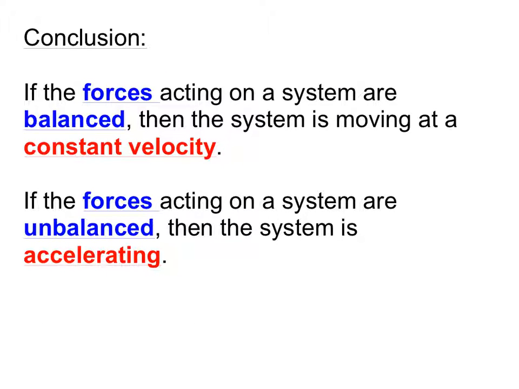So here's our conclusion. We can draw two conclusions from this lab. We don't really have an equation to show for this, but we have two very important ideas. The first one being that if the forces acting on a system are balanced, then the system is moving with a constant velocity. And secondly, if the forces acting on a system are unbalanced, then the system has to be accelerating. We'll talk more about this later in class.